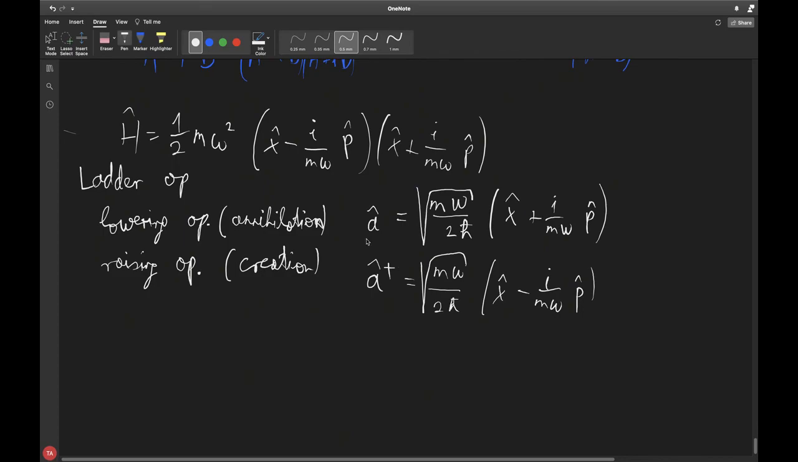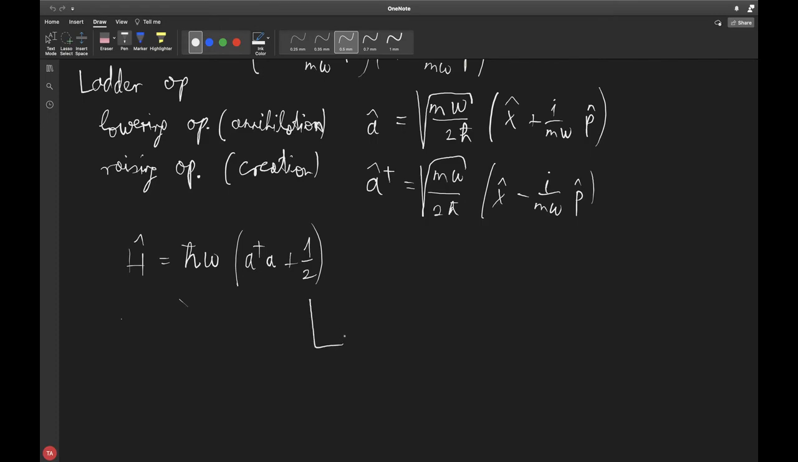So if we put this back here, what we get is that the H operator is the same as h bar omega times a dagger a, plus 1/2. So that's very interesting that we have this 1/2 here. It's actually a bit of a surprise, and it's called the zero-point energy.